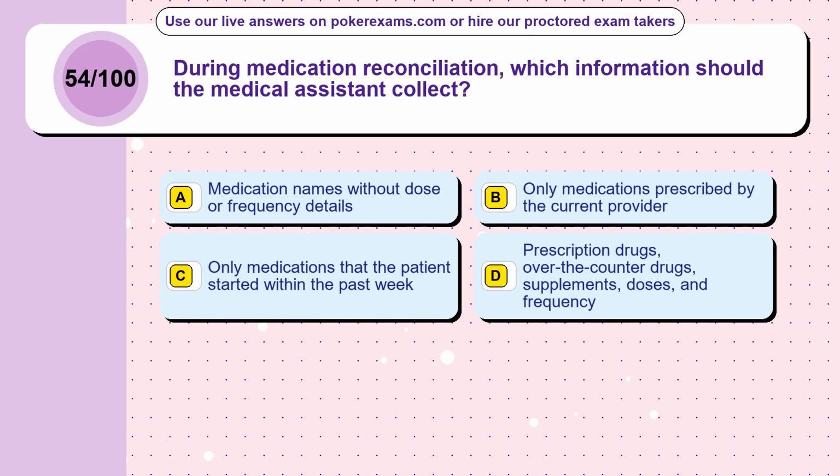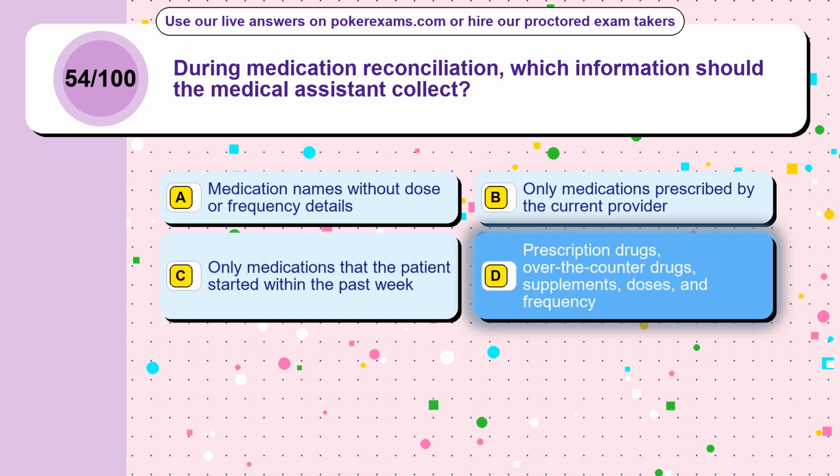Question 54. During medication reconciliation, which information should the medical assistant collect? Option A. Medication names without dose or frequency details. Option B. Only medications prescribed by the current provider. Option C. Only medications that the patient started within the past week. Option D. Prescription drugs, over-the-counter drugs, supplements, doses, and frequency.